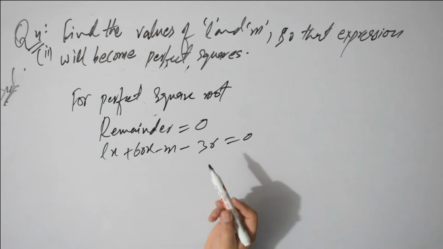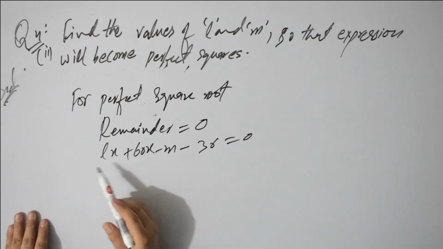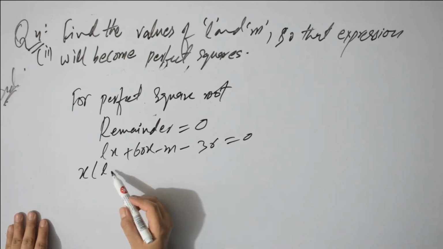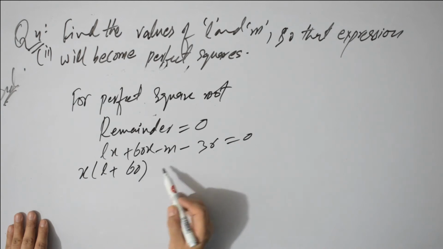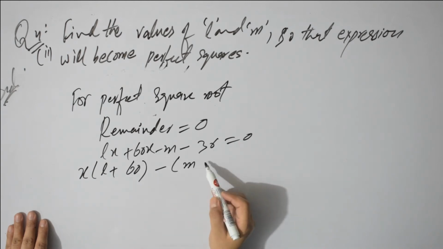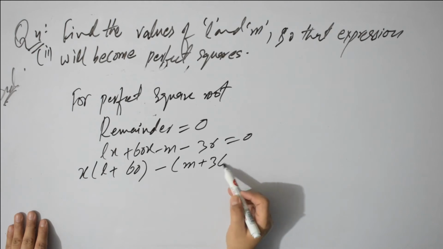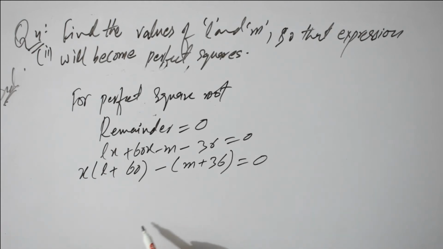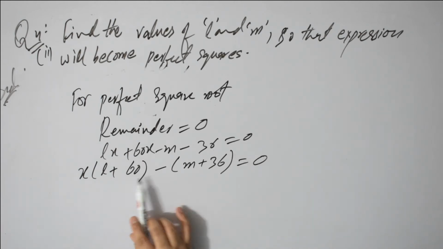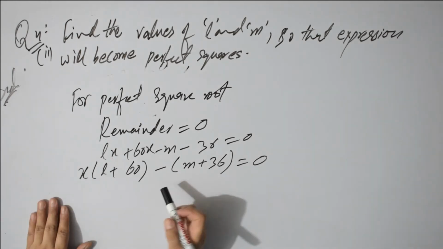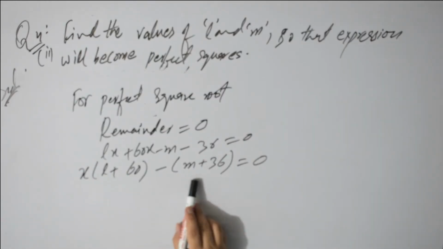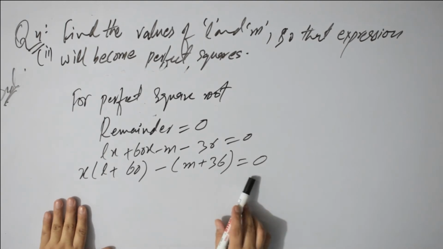चलें, next x is common in these two terms. Take this term common, a variable common, l plus 60, and minus sign is common over here, m plus 36 is equals to 0. Now the difference of these two terms is, so x into l plus 60 minus m plus 36, this is equal to 0.